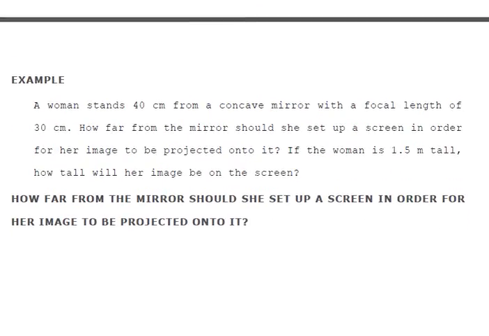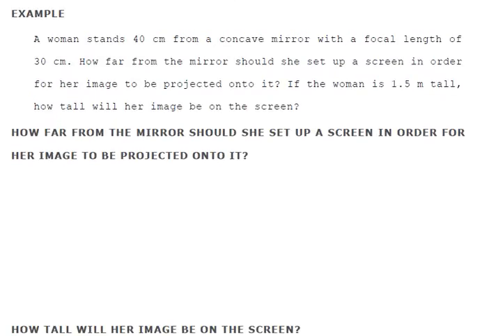Alright, we'll run through one example and it should wrap up this video. We have a woman standing 40 centimeters from a concave mirror, and it has a focal length of 30 centimeters. How far from the mirror should she set up a screen in order for her image to be projected onto it? If she's 1.5 meters tall, how tall will her image appear on the screen? So this is asking us two different questions. We'll split it up into two different parts. First, we want to know how far from the mirror should she set up a screen for her image to be projected onto it. This question is asking us to find at what distance will the image form.